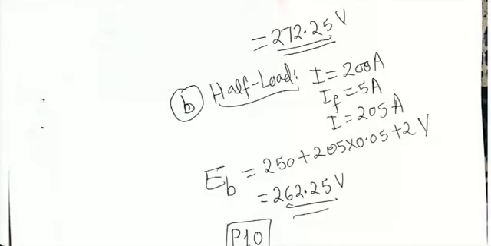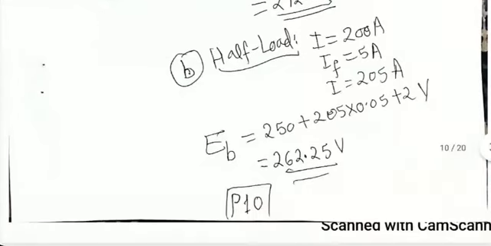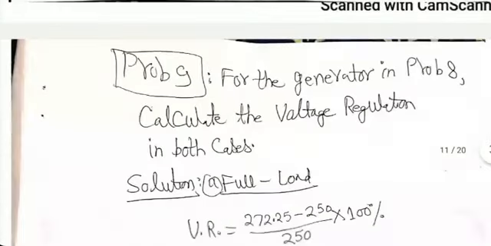So you do the calculation, you get the new back EMF, 262.25 volts. For the generator in problem 8, calculate the voltage regulation in both cases.